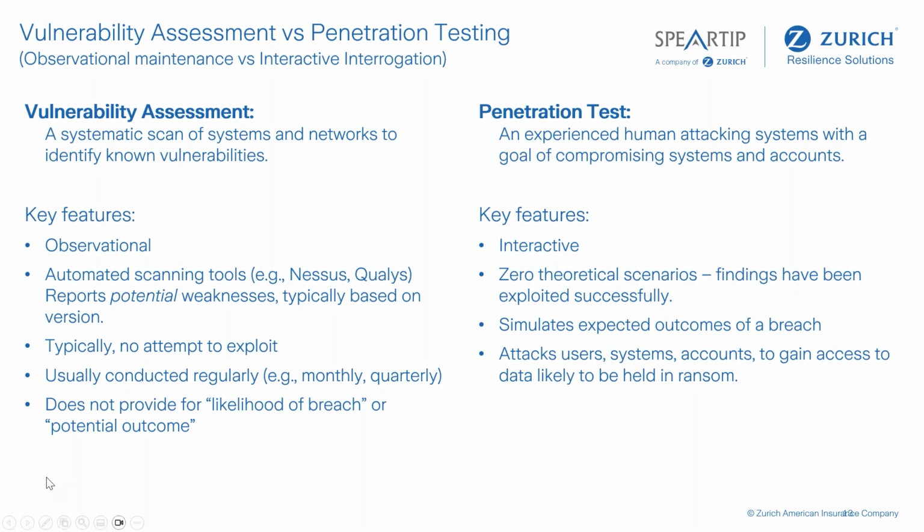So these are interactive. There are zero theoretical scenarios. The findings have been exploited successfully. So it's kind of proving whether this is a real vulnerability, or whether it's there but nothing can be done with it. It simulates expected outcomes of the breach: an attacker attacks the users, the systems, and accounts, and gains access to data likely to be held for ransom. Again, it's doing a live controlled attack on the environment.